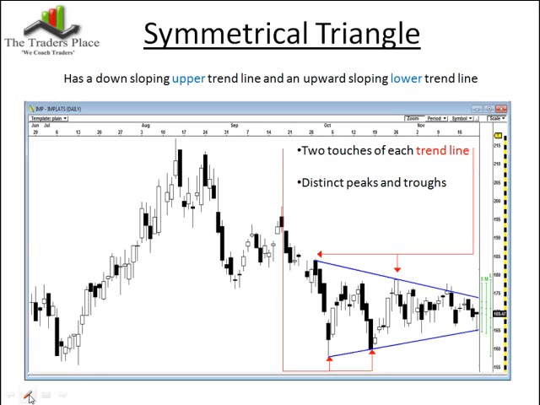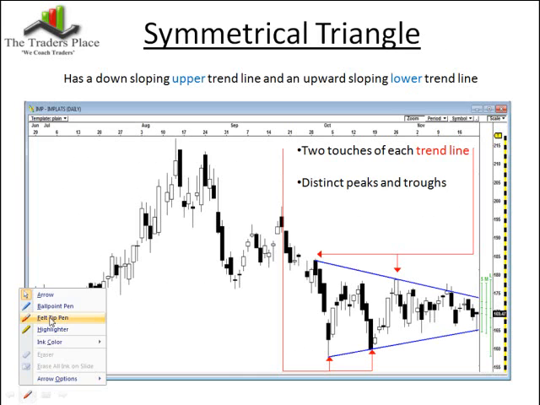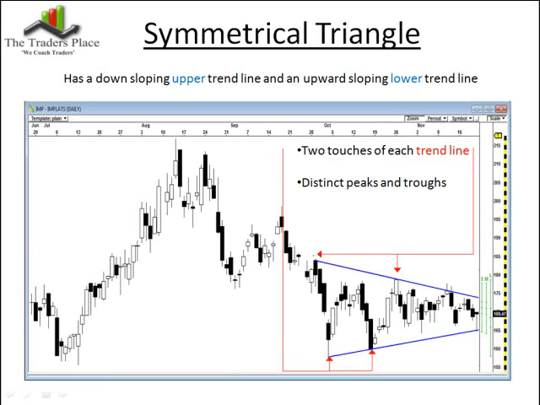The first one we're going to look at here is a symmetrical triangle. It has a downward sloping upper trend line and it has an upward sloping lower trend line. We can see the first two touches over there, and we can see the distinct troughs at the bottom here, and we can see very clearly that the market has swings. The trend line is then extended into the future and price moves towards the apex of the triangle.